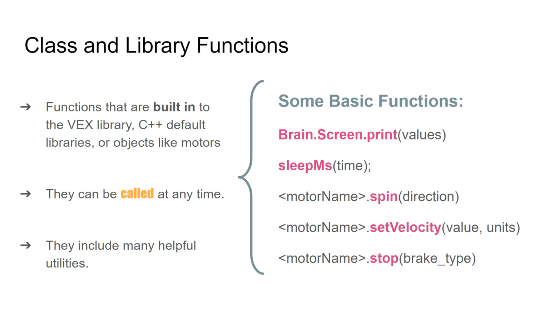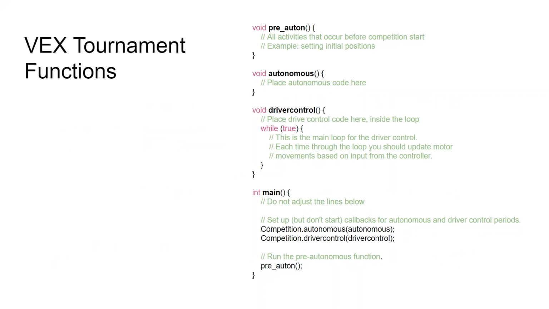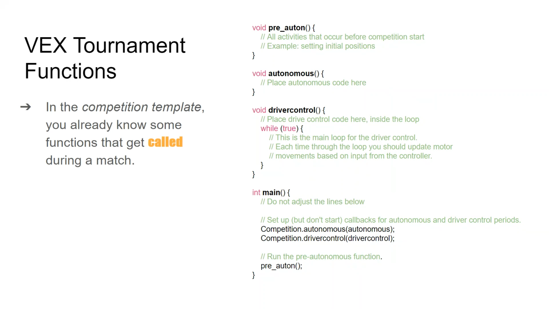And you also are familiar with the tournament functions. For Vex tournaments, you have pre-auton, autonomous, driver control, and main. These are the main functions that you need in a tournament, and they're being called at different times in a match. The driver control period is called when it's triggered by the system, and same with autonomous. So it's important to understand that these different functions are being called at different times.